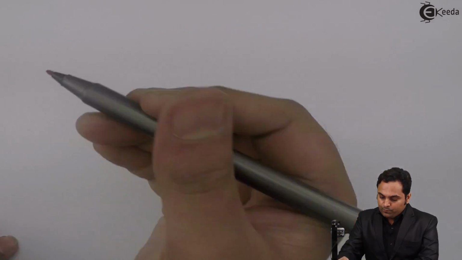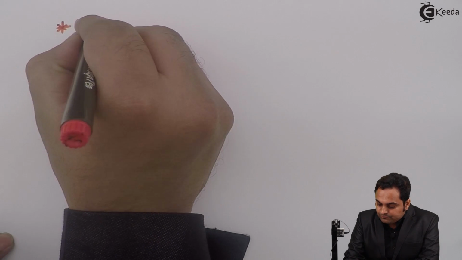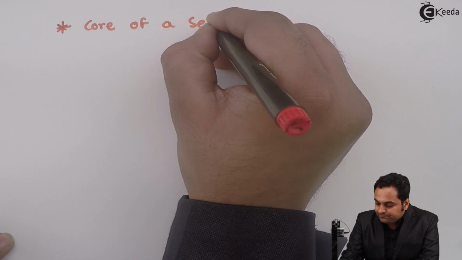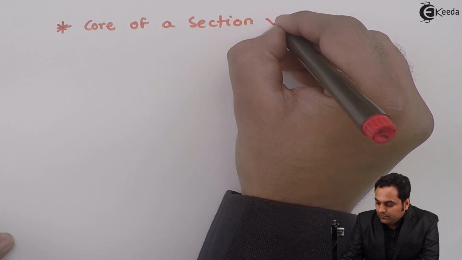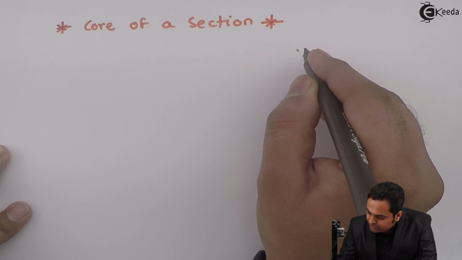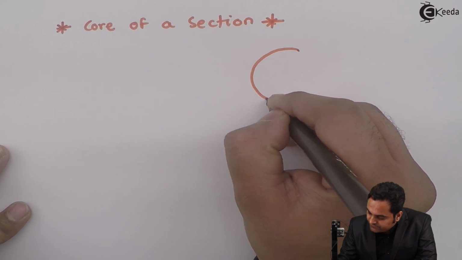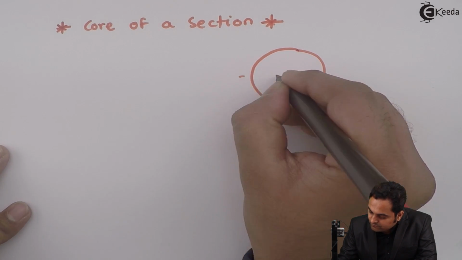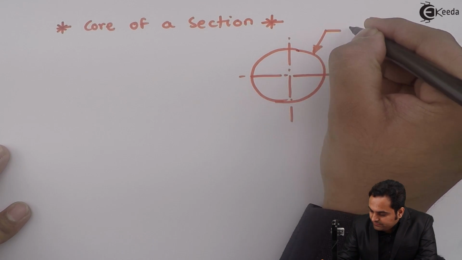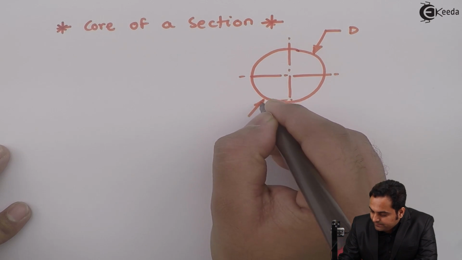Hello friends, here in this video we will see what is the core of a section and I will represent it on a diagram. So the concept is for core of a section, and for core of a section here I am considering a figure in which we have a circular section which is having the diameter as capital D.